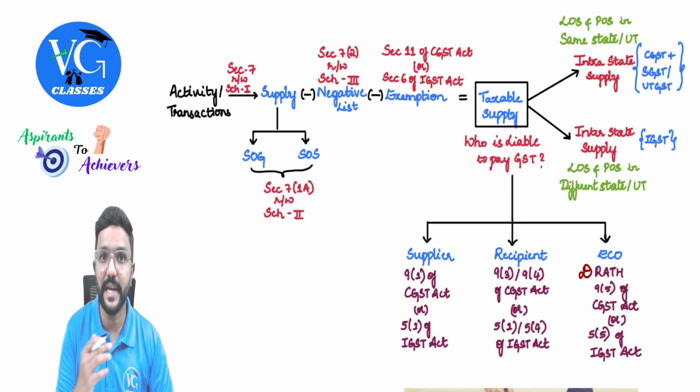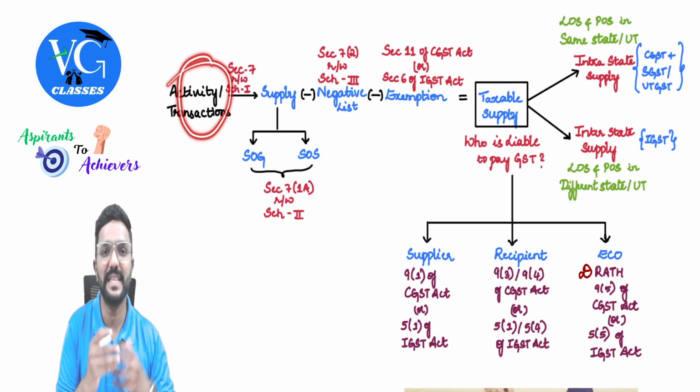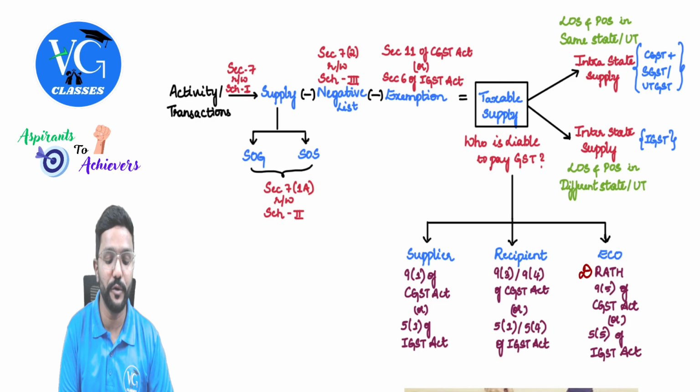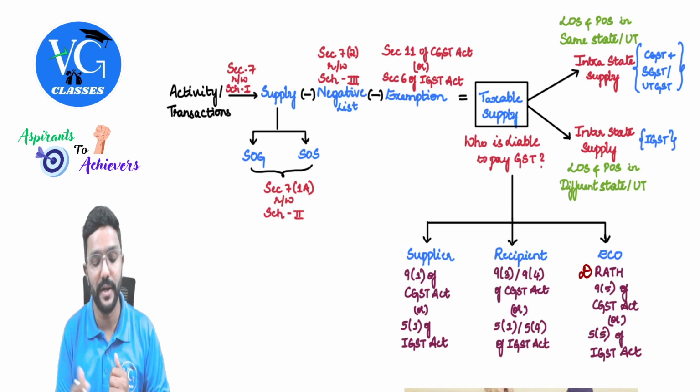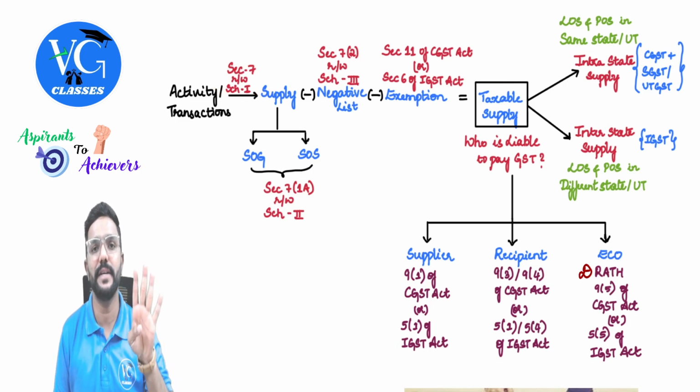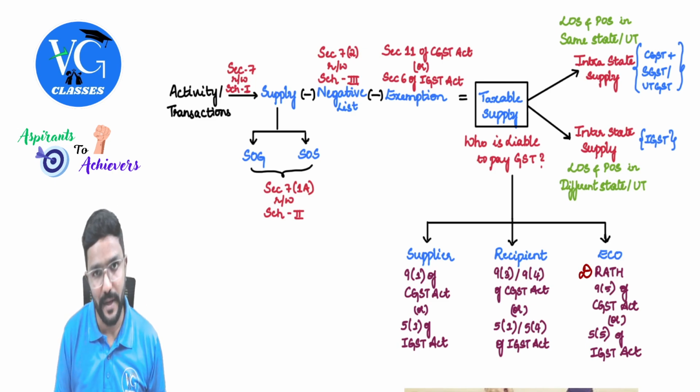First, in the second chapter, we identified whether an activity or a transaction is a supply or not, for which we need to refer to section 7 subsection 1 read with Schedule 1. Schedule 1 talks about 4 activities which, even without consideration, are still said to be a supply.